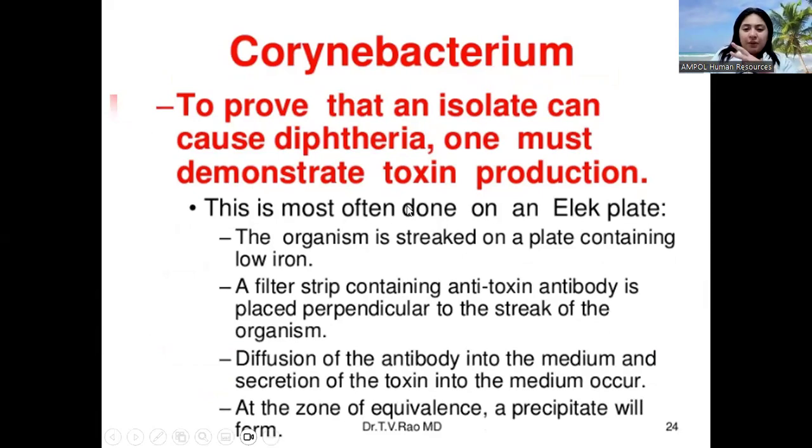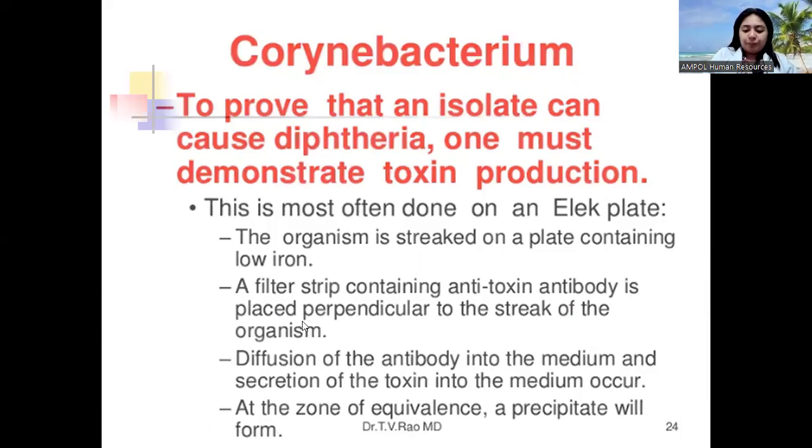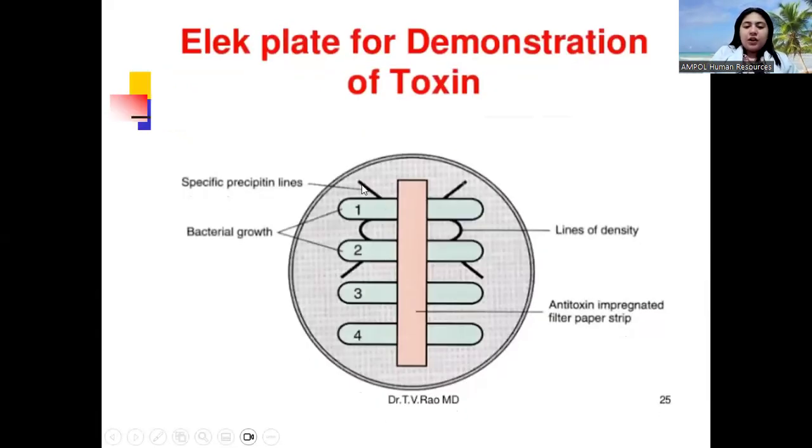So kung in vitro, we can do it in an Elek plate. So the organism is streaked on a plate containing low iron. Okay? So a filter strip containing the antitoxin antibody is placed perpendicular to the streak. Then diffusion of the antibody into the medium and secretion of toxin will occur in the culture media or in the Elek plate. And at the zone of equivalence, a precipitate will form. Ayan. So if there's a precipitin line, meaning there is toxin production.